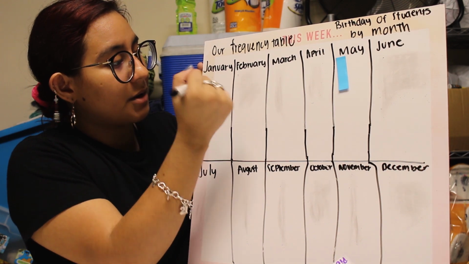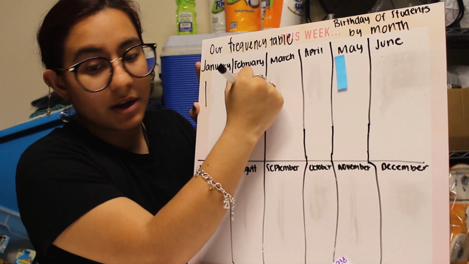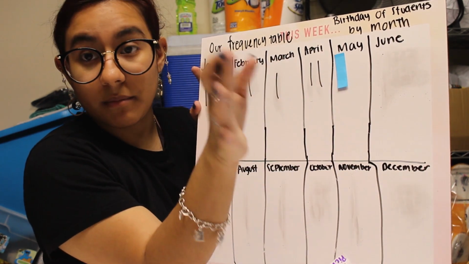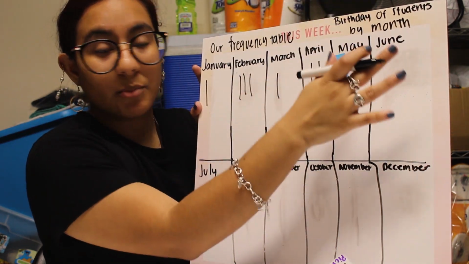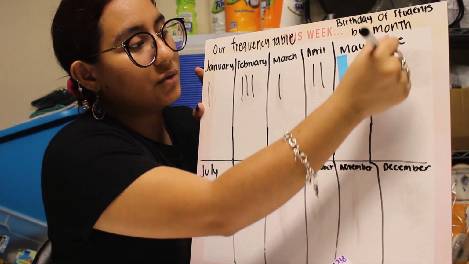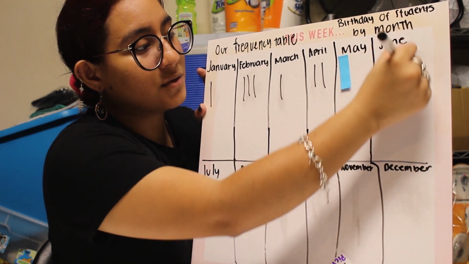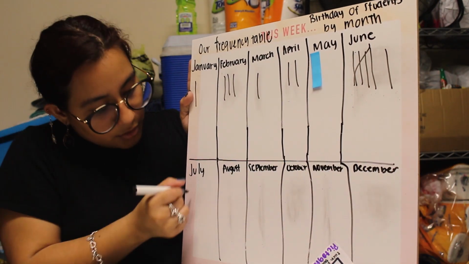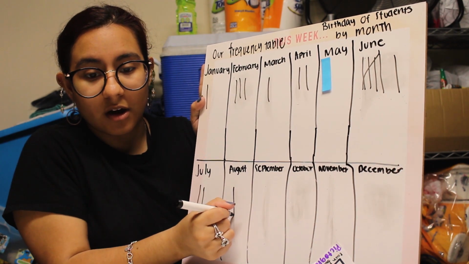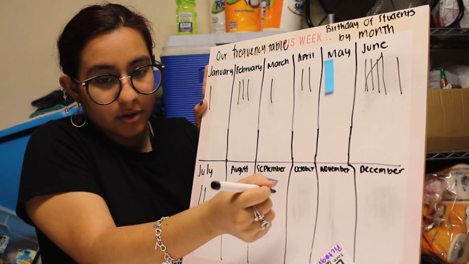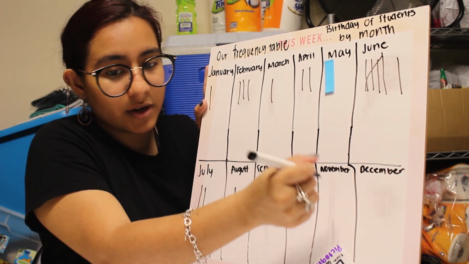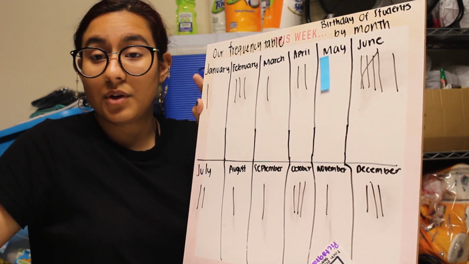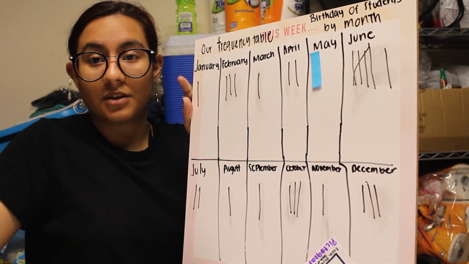So one was born in January, we have 3 in February, 1 in March, 2 in April, and 1 in May. But this one already has a tally, so we skip it over and we go to June, which has 6 students born in June. So that would be 6 tally marks. Then 2 in July, 1 in August, 1 in September, 3 in October, 1 in November, and 3 in December, which would all add up to 25 tally marks because we have 25 students.